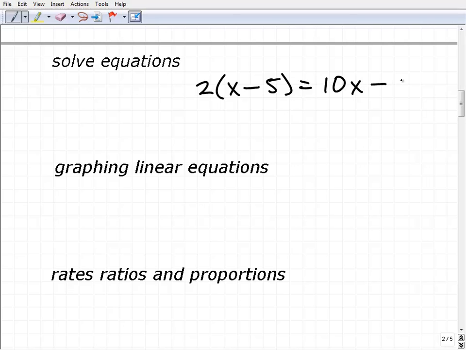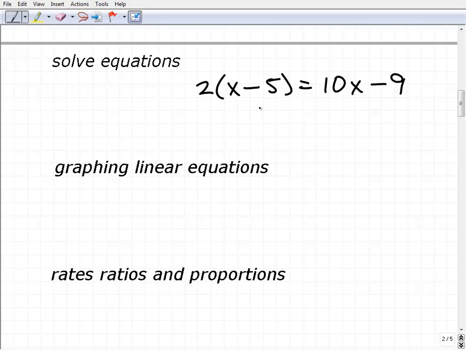I'm not going to do this. It's just going to take too much time. So here's a basic equation. I would say this is not overly difficult. You would be expected to solve more challenging equations than this.